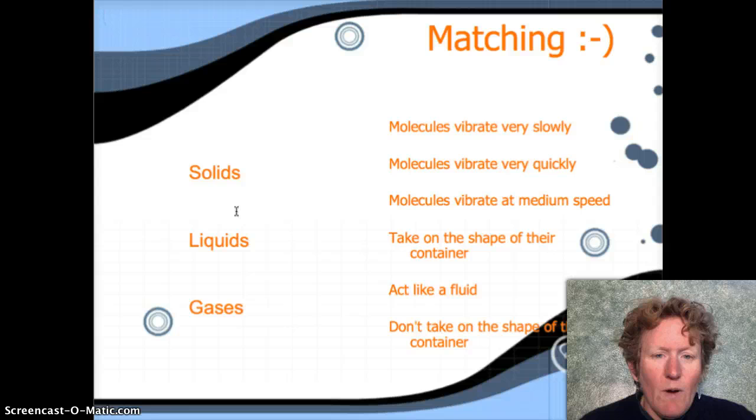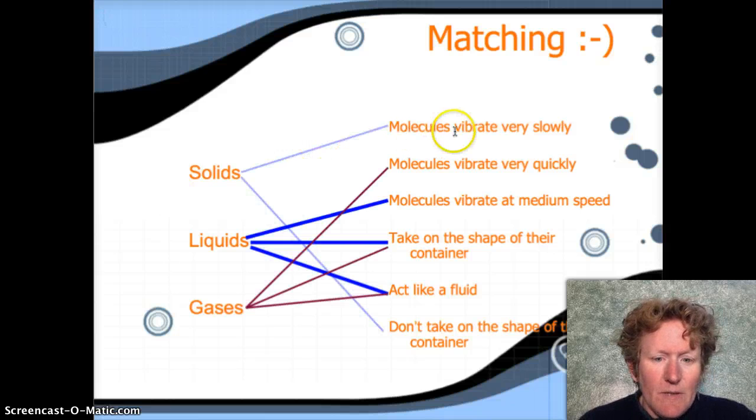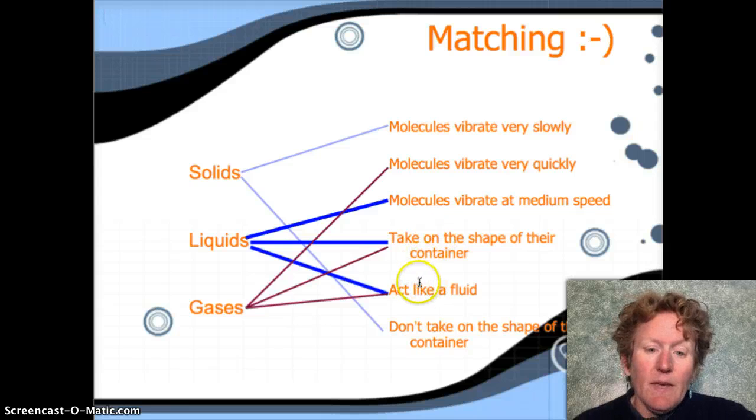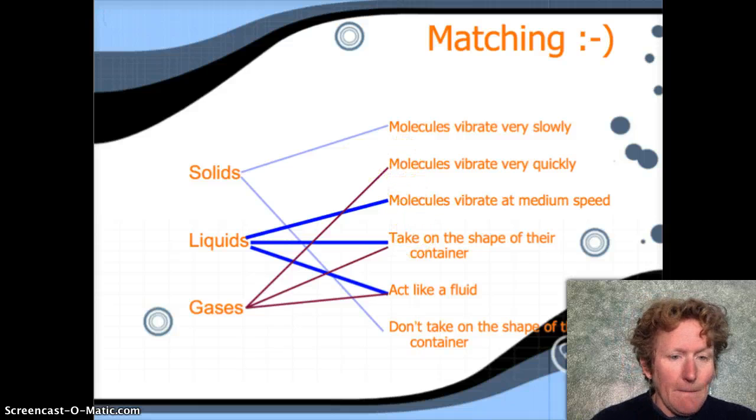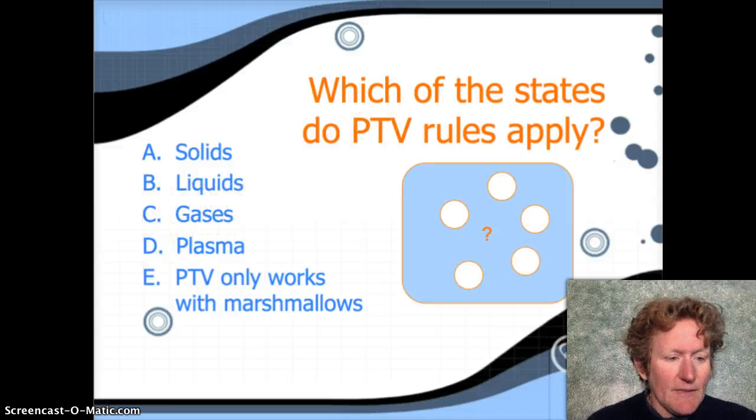Let's see if you can match the properties of solids, liquids, and gases. I'll give you a moment and you can pause the video. Were you right? Solids vibrate slowly and they don't take on the shape of their container. Liquids vibrate at medium speed, take on the shape of their container, and still act like a fluid. Gases act like a fluid, take on the shape of their container, and their molecules vibrate the most quickly. The PTV rules apply primarily to gases. In fact, the PTV rule is called the ideal gas law.